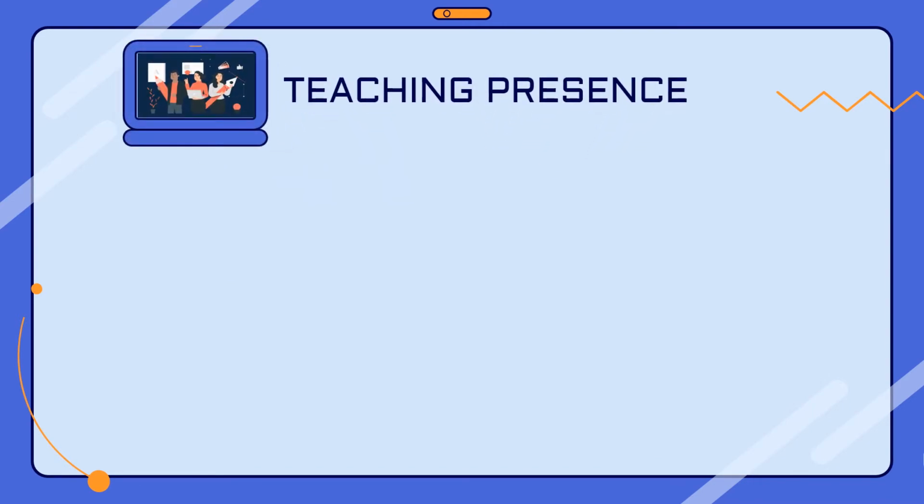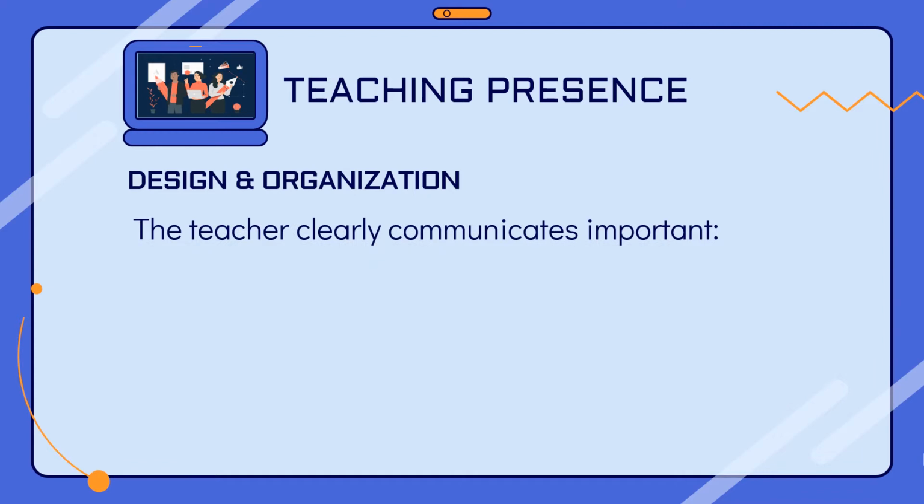So under each element or each subcategory, let us start with the teaching presence. We have here design and organization. The teacher clearly communicates important things. The first one is the course topic. In the teaching presence, we need to have a course topic. This will help us organize the delivery of the information all the time.